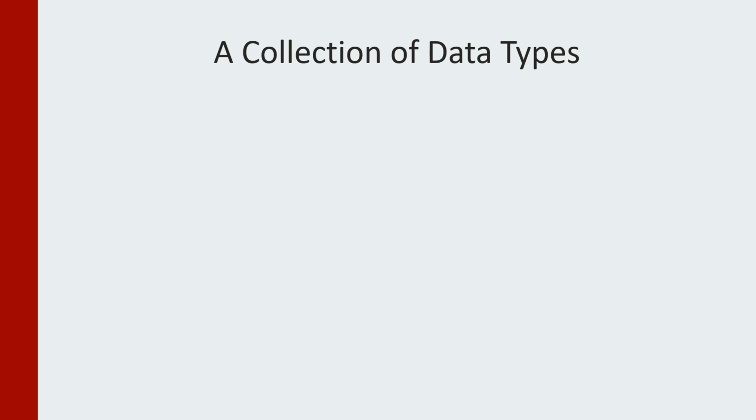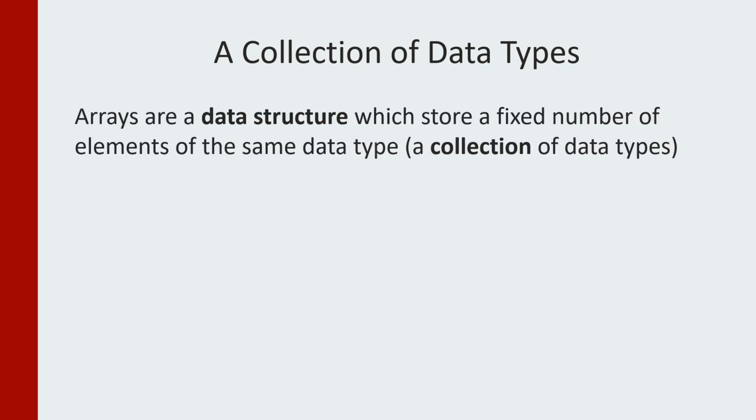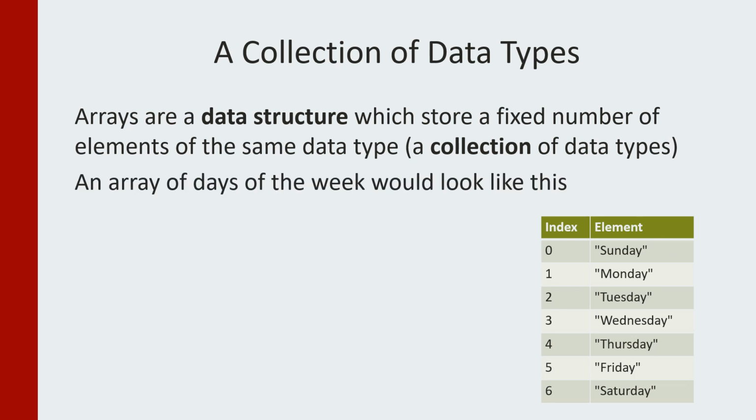So now that we have that example with the book and using a book to look up page numbers, let's talk about what arrays mean in computer science. Arrays are a data structure which store a fixed number of elements of the same data type. In other words, it's a collection of data types. Here's an example. An array of the days of the week would be Sunday through Saturday, and since there are 7 days in the week, 0 through 6 are the indices.